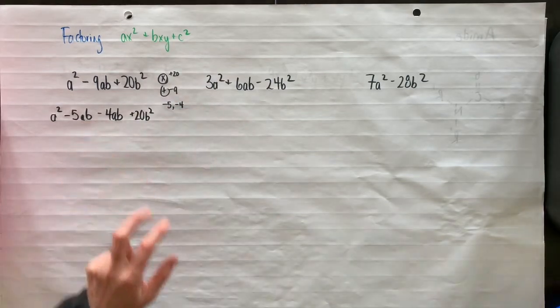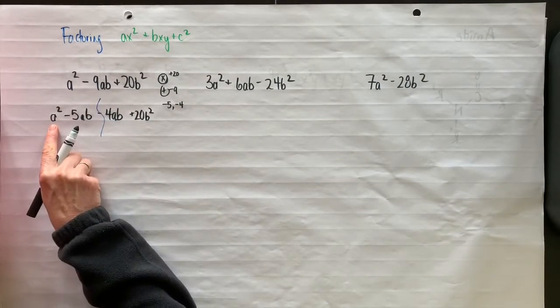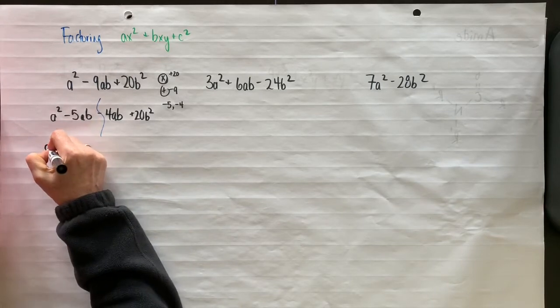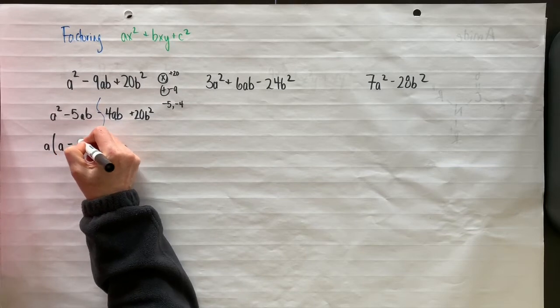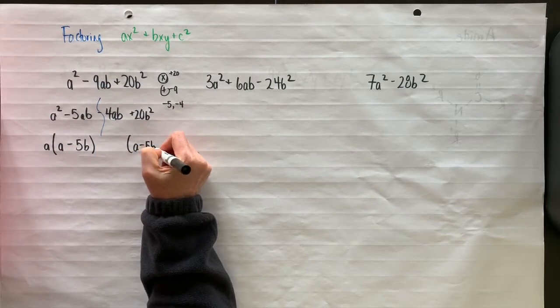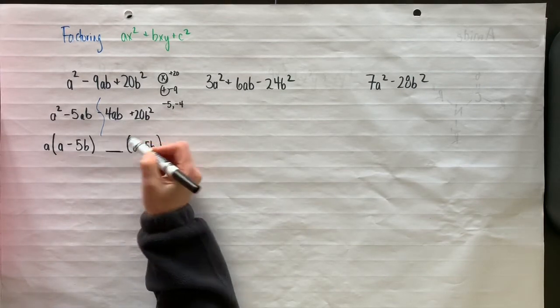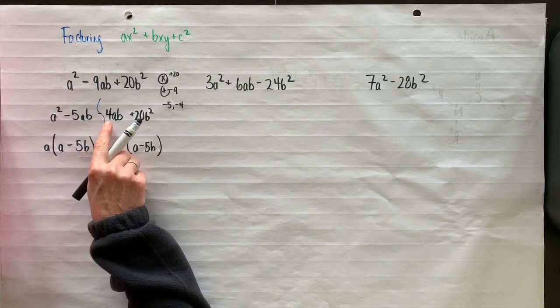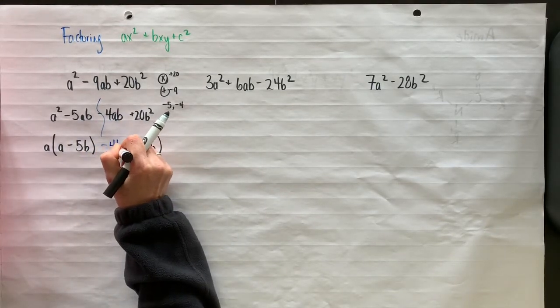I'm going to split my expression in half. I've got an a squared and an a, so the only thing I can pull out of there is an a. When I factor out an a, I'm left with a minus 5b. Again, I should have a minus 5b over here if I've done it properly. What would I have to put here in order to get back to negative 4ab? Well, I would have to put negative 4b, right?